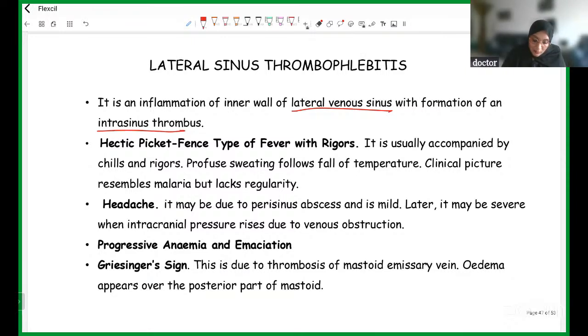First of all, we'll understand what is hectic picket fence type of fever with rigors. So here the patient will usually be accompanied by chills and rigors. So remember, we have rigors here. It is usually accompanied by chills and rigors, and profuse sweating will be there, and a fall in temperature. Clinical picture resembles malaria, but it will lack regularity. Of course, malaria is totally different from that, but the patient will have some symptoms similar to malaria.